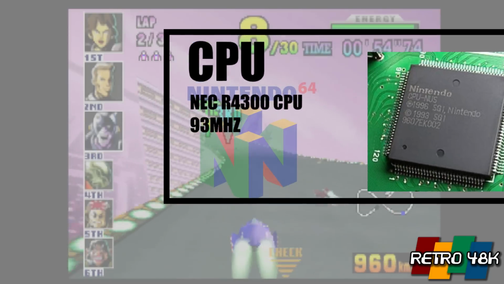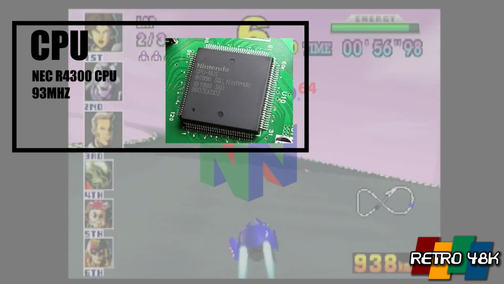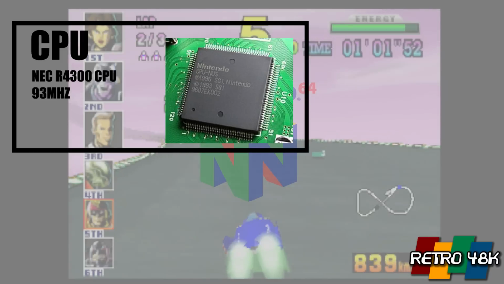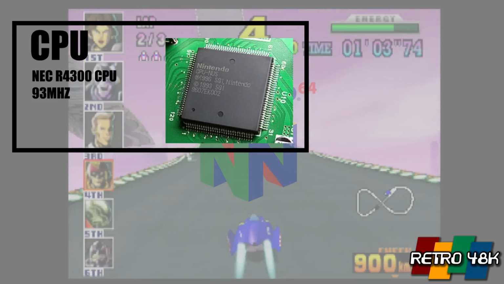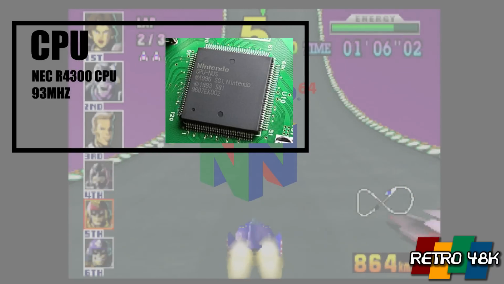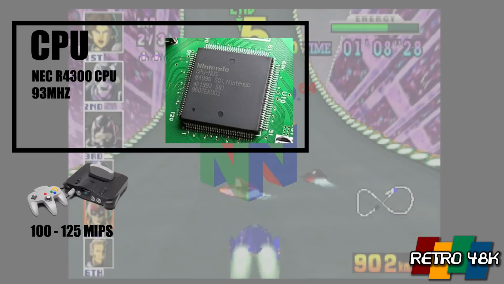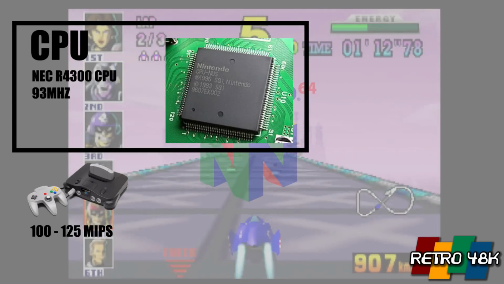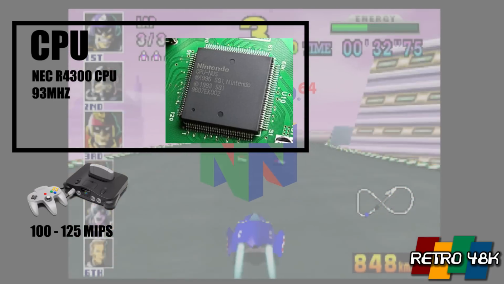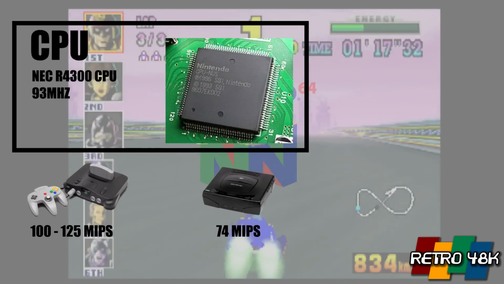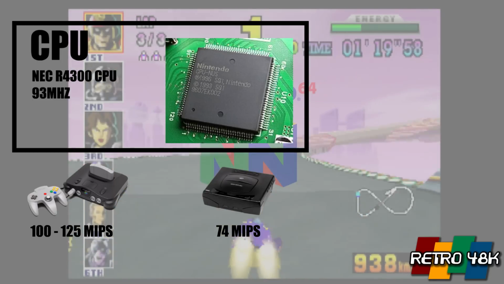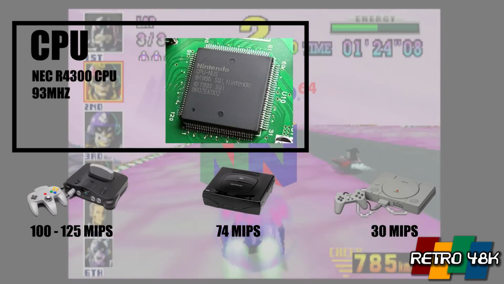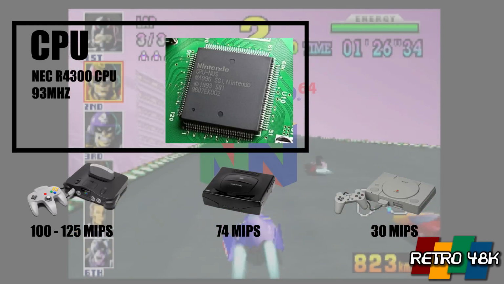At the top, we've got the CPU, and that was a 64-bit NEC VR4300, which was a massive 93 megahertz. That is some serious horsepower this console had. It was capable of over 100 million instructions per second, with some sites actually quoting up to 125 million. Just to give you an idea for comparison, the two CPUs on the Saturn combined were only capable of 74 million instructions per second, and the PlayStation was only at 30 million, so this was some serious horsepower.